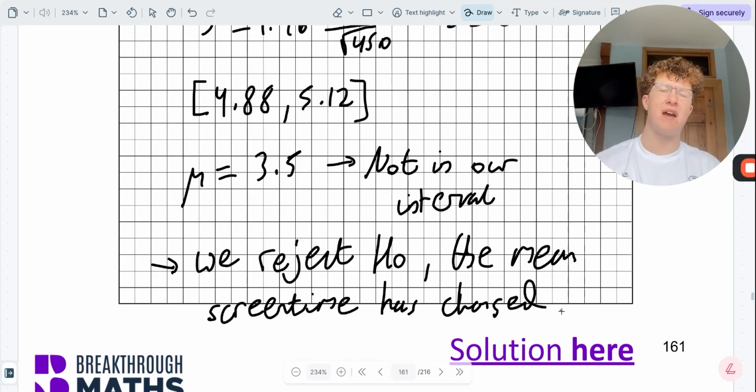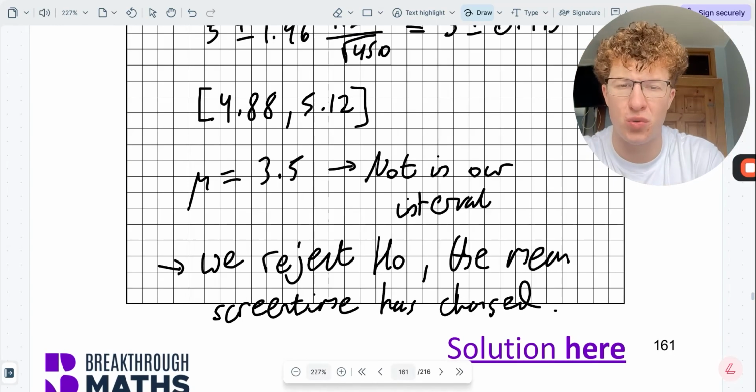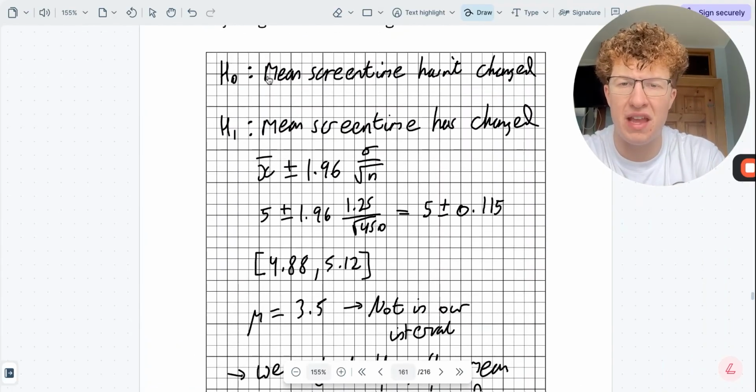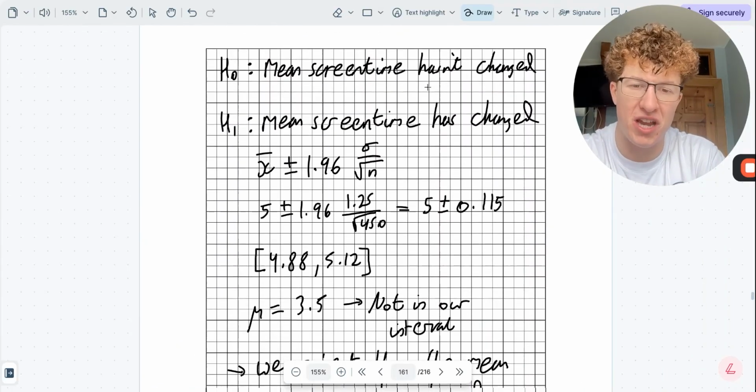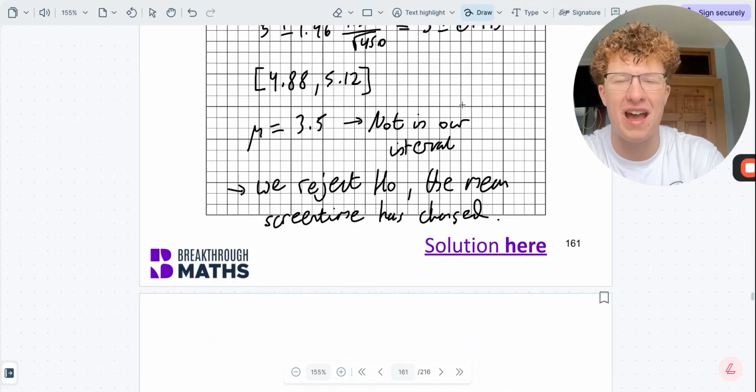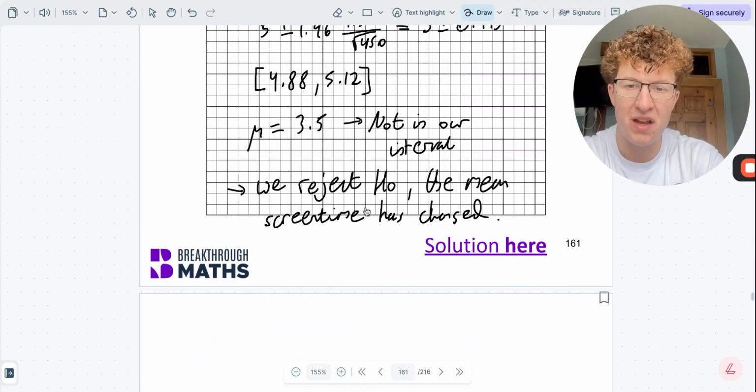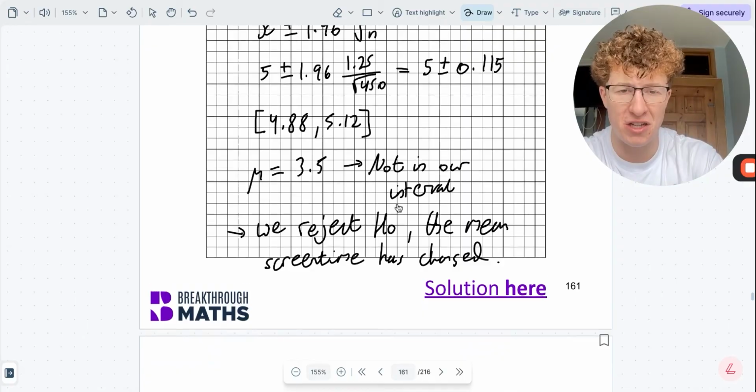That's the most tricky part, is thinking, do we reject or do we fail to reject? See, the H0 here was the mean screen time hasn't changed, but we deduce that it has because this isn't in our interval. So we reject H0 and the mean screen time has changed.